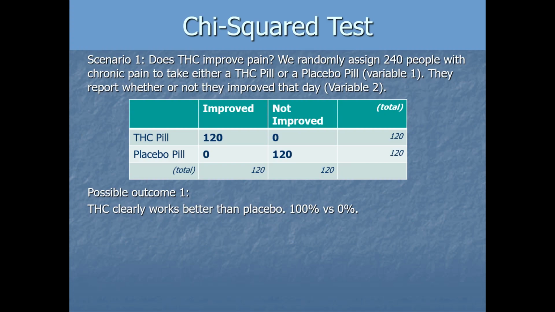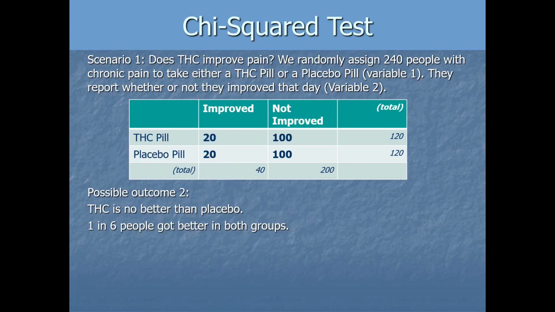So here's one possible outcome that our data could look like. Imagine every person who took THC improved and every person in the placebo condition didn't. So 100% versus 0%. It's pretty obvious here THC works if we see something like this, right? But it could also come out like this. Maybe 20 in each group improve, 100 in each group don't improve. No difference at all between the THC and the placebo group. Like, in both cases, 1 in 6 got better. That would suggest THC probably doesn't work, right? If it's no better than an inert placebo pill in our samples.